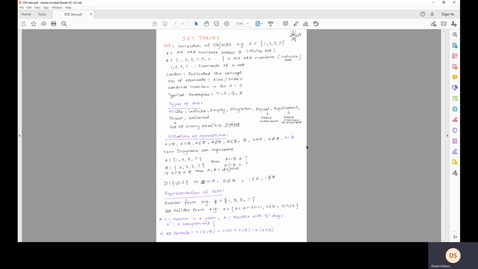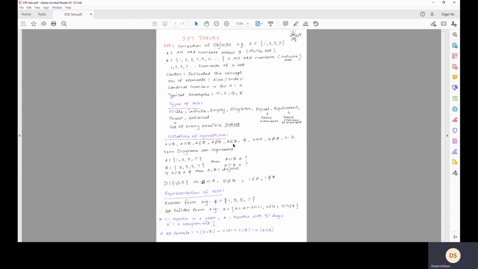Also A minus B. Suppose that B is a subset of A, then all the elements in A which do not belong to B will be A minus B. Or in other words, it can also be denoted as the complement of B. We can use Venn diagrams to represent these things.